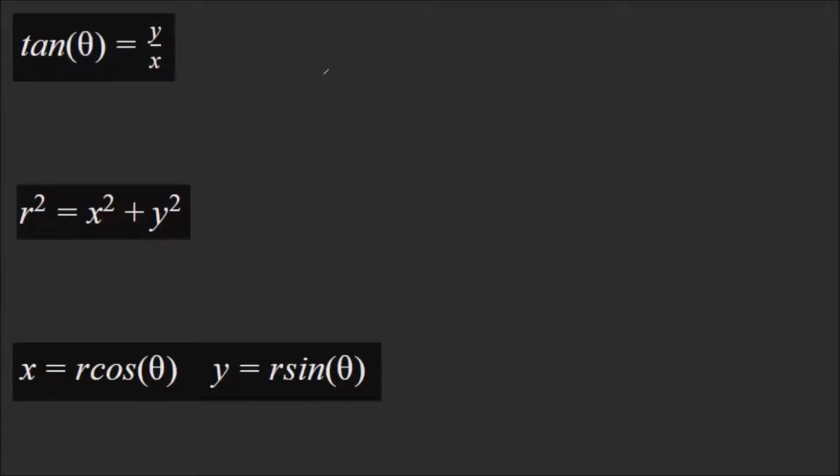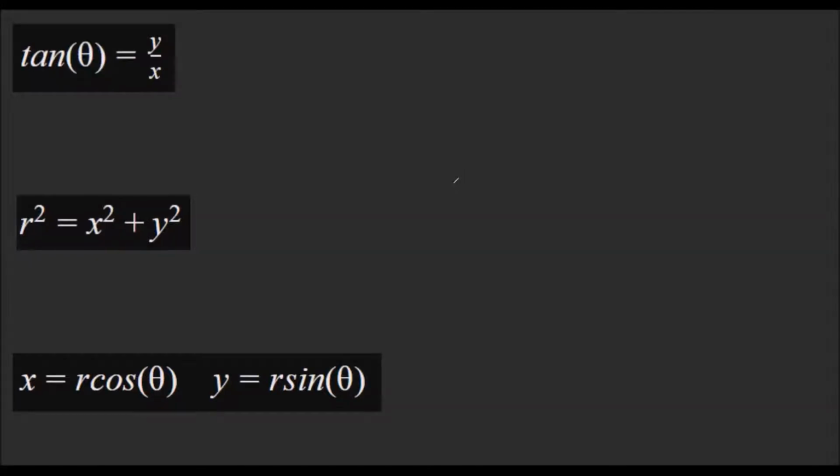And in future videos, I'll make many more related polar videos. So these are the very few equations that we're going to go over today. The first one is tan theta equals y over x, because yes, polar can be translated to our typical rectangular plane. So tan theta equals y over x. You also have r squared equals x squared plus y squared. It may look familiar to you. The last is x equals r cosine theta and y equals r sine theta.